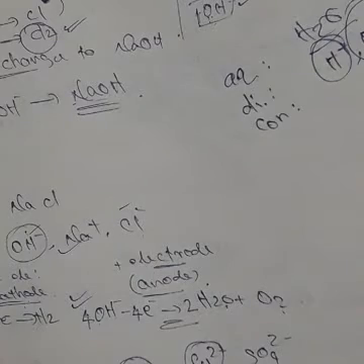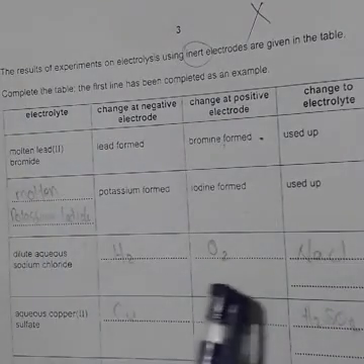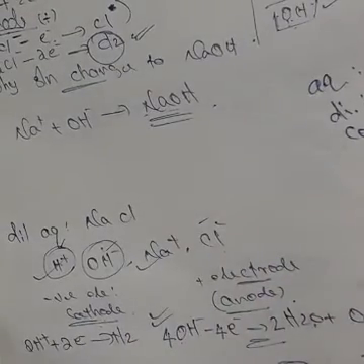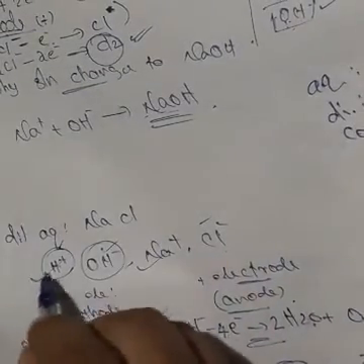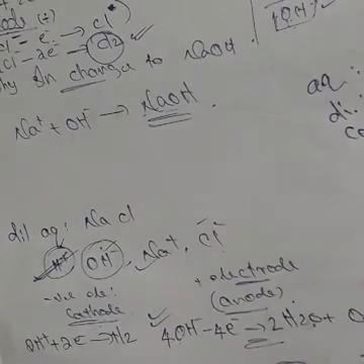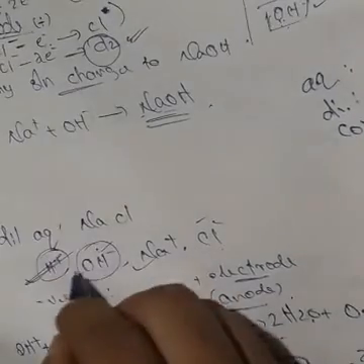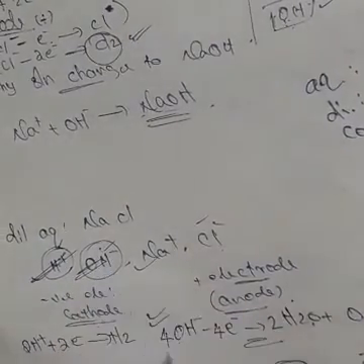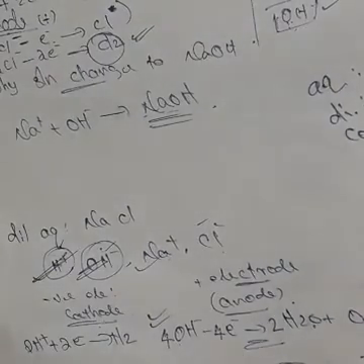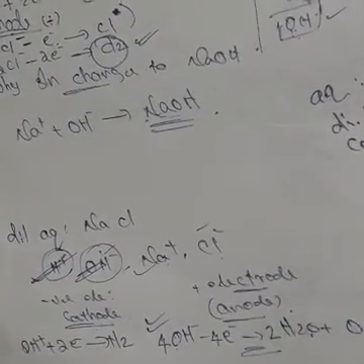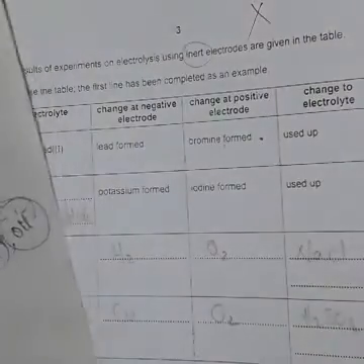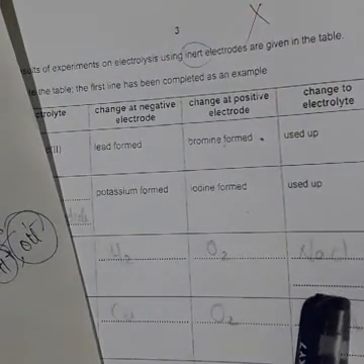Clear? So look here, in the third table we have to write the change of electrolyte. Here we chose hydrogen at the cathode, and we selected OH minus at the anode. So what is left here? Na plus and Cl minus. So Na plus and Cl minus combine to form sodium chloride. So the electrolyte changed to NaCl, sodium chloride. Clear?